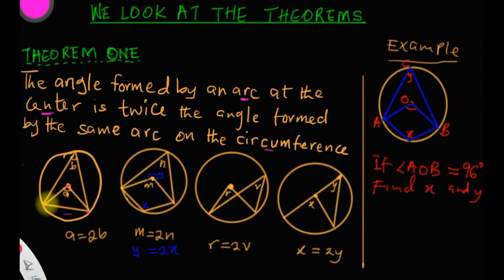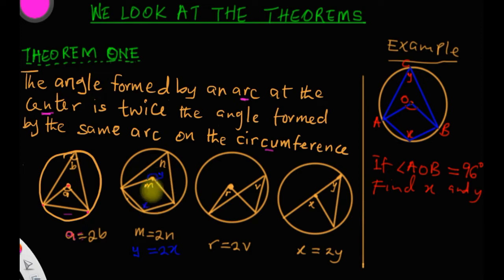So we are saying that the angle formed by this arc at the center of the circle, A, is equal to 2 times the angle formed by this same arc, B, on the circumference. So angle A, the angle at the center, is equal to twice the angle on the circumference. In other words, the angle subtended by an arc at the center of the circle is equal to twice the angle subtended by the same arc on the circumference. So that is what we see here.